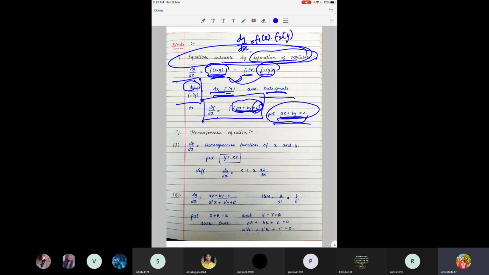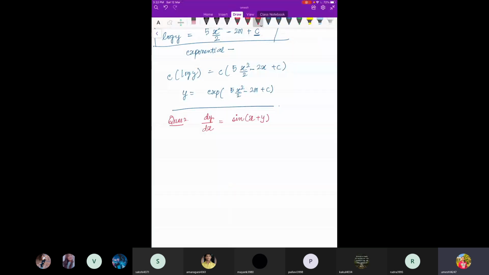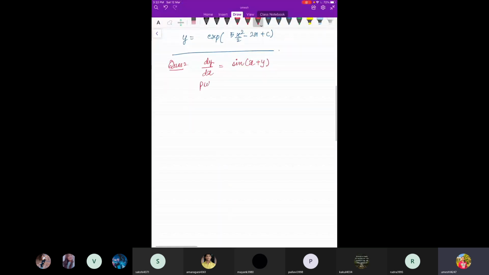What we'll be doing is, the term inside the bracket, we will put it equal to z. So we'll put x plus y is equal to z. If we take the derivative of this, we get 1 plus dy by dx is equal to dz by dx. We need dy by dx, so dy by dx is equal to dz by dx minus 1.